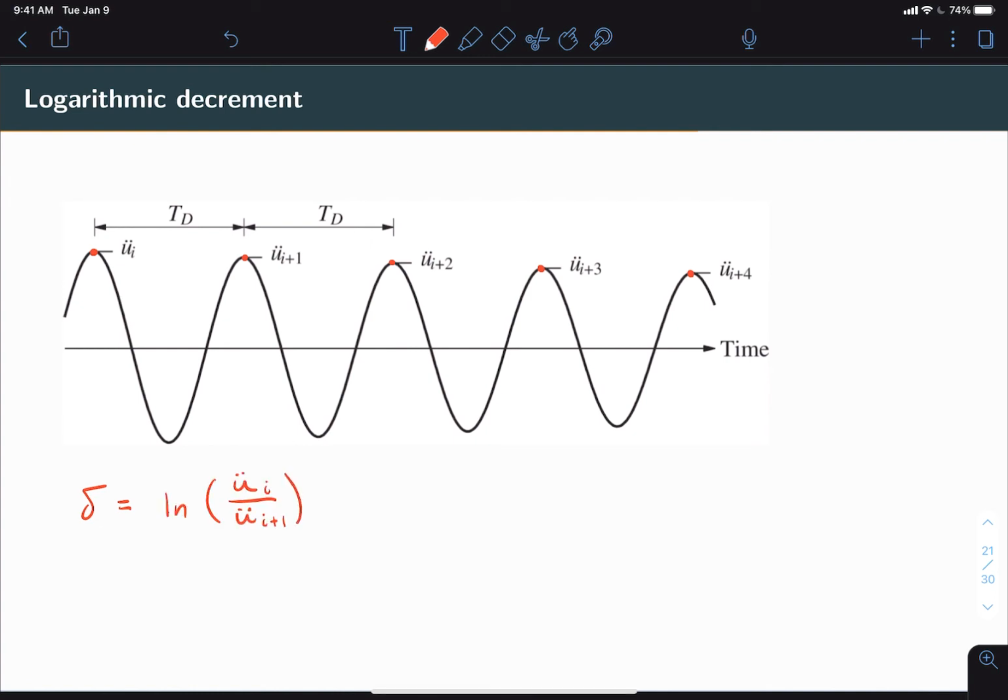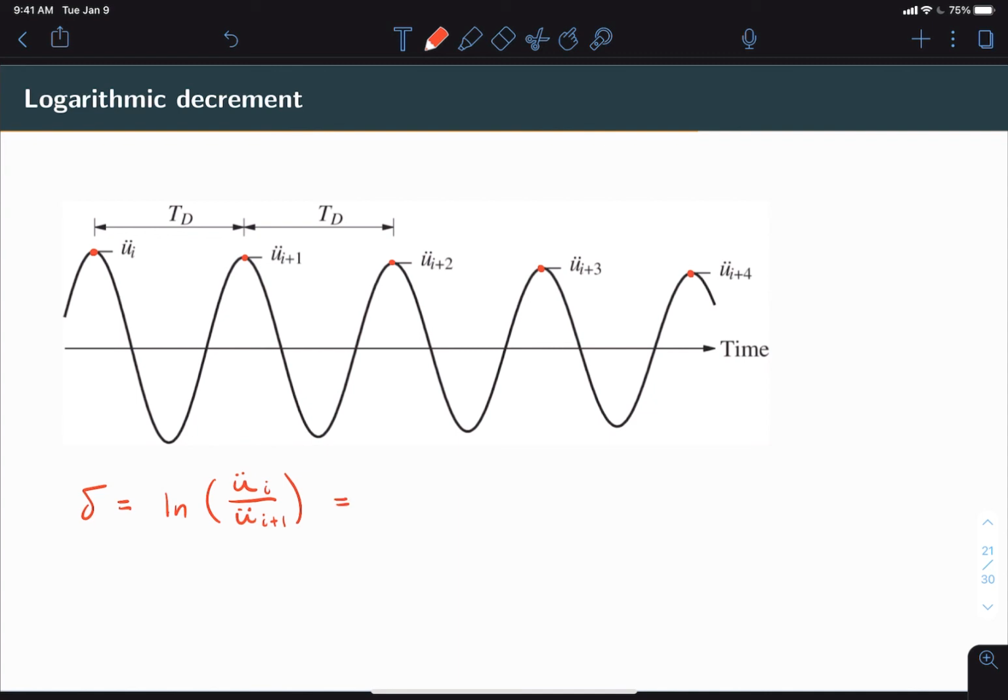Notice here that we are using acceleration because that's the most commonly measured response through the use of accelerometers. But you could use any response. You could use the displacement response, the velocity response as well. So delta is defined as the log ratio between successive peaks in the response.